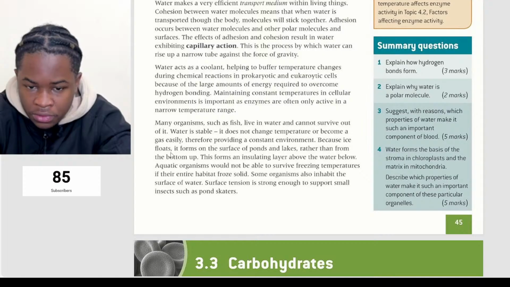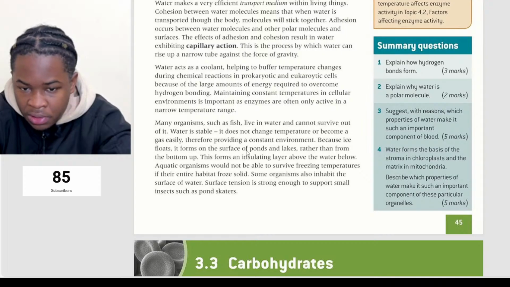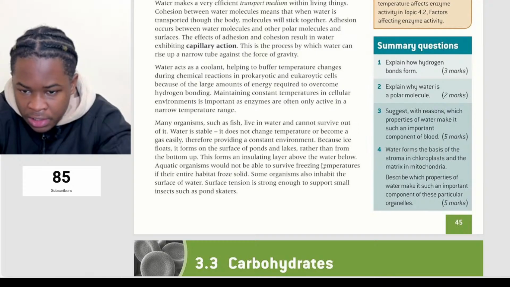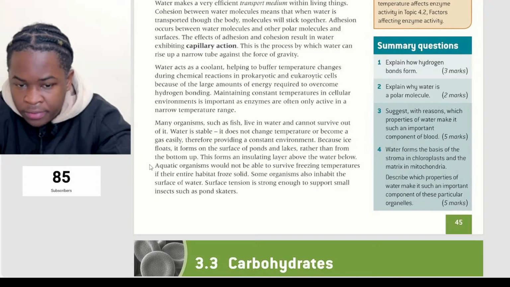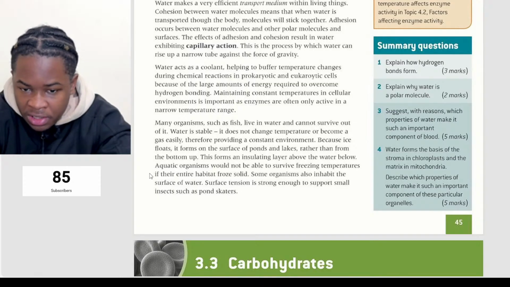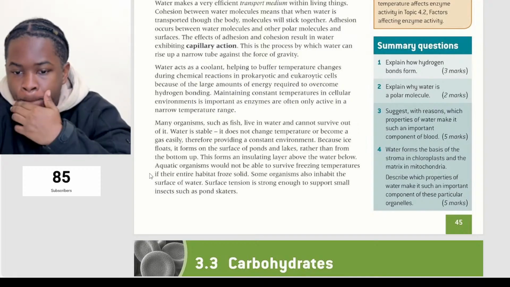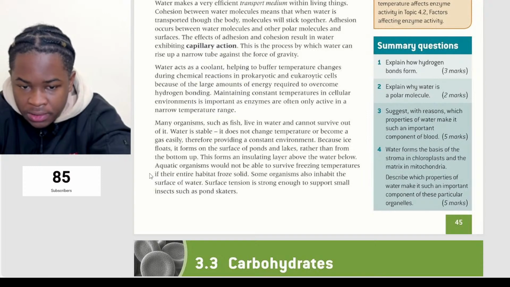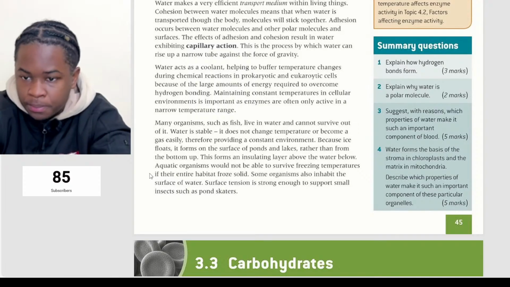Because ice floats, it forms on the surface of ponds and lakes rather than forming from the bottom up. This forms an insulating layer above the water below. Aquatic organisms would not be able to survive freezing temperatures if their entire habitat froze solid. Some organisms also inhabit the surface of water. Surface tension is strong enough to support small insects such as pond skaters.